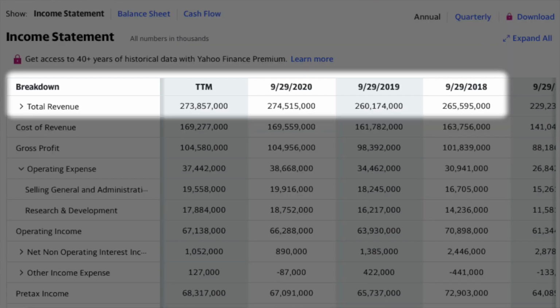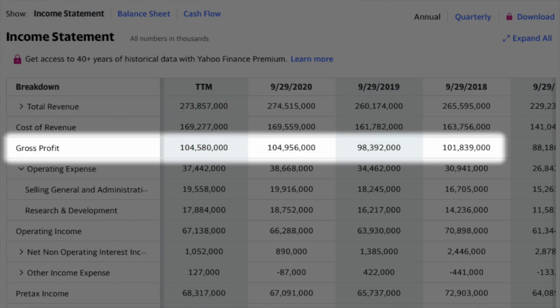From its 3 latest financial years, Apple has grown its revenues from $265 billion in 2018 to about $274 billion in 2020, right in the middle of the raging pandemic. Correspondingly, its gross profit has also increased from 102 billion in 2018 to 105 billion dollars in 2020.